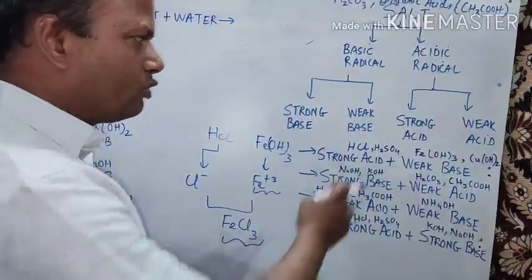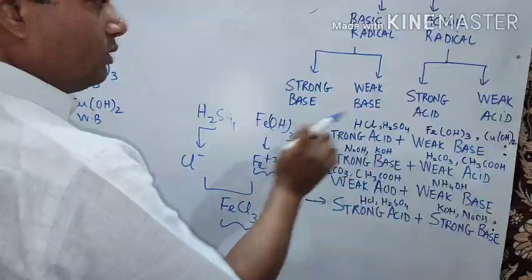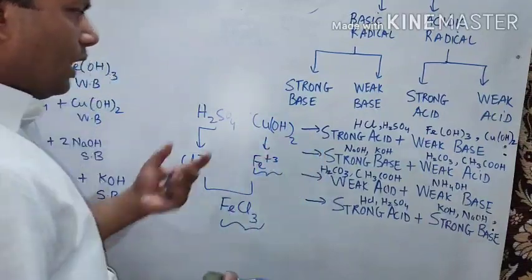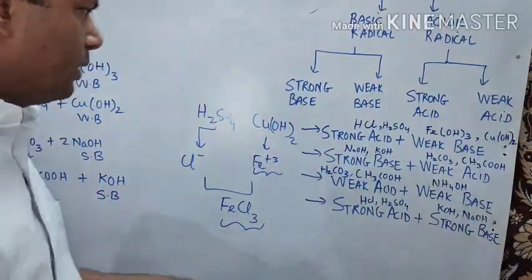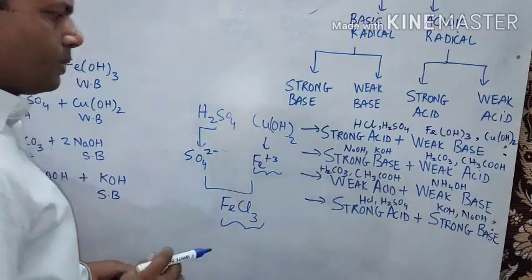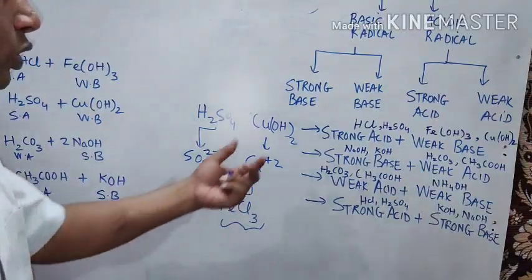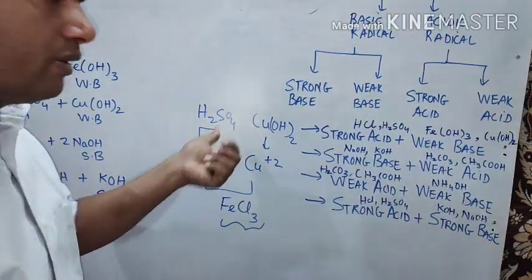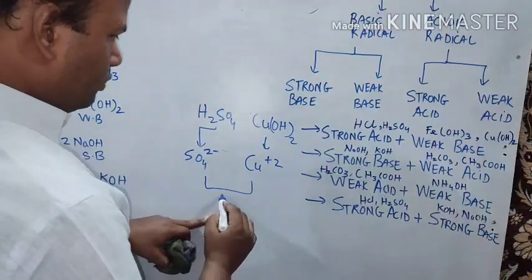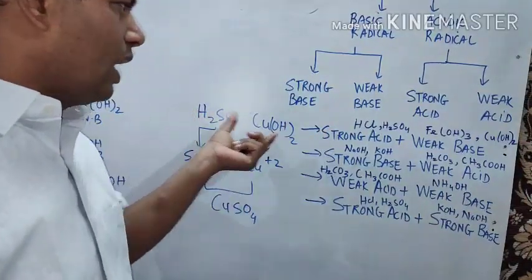Another example you can take is H2SO4. Similarly, H2SO4 is a strong acid. Then you take Cu(OH)2, which is a weak base. Again, you are going to get a salt of a strong acid and a weak base. How? You will get SO4 2 minus, and here you will get Cu plus 2. So this base gives the cation and this acid gives the anion. So what salt are you going to get? That is CuSO4. This salt is basically of a strong acid and a weak base.